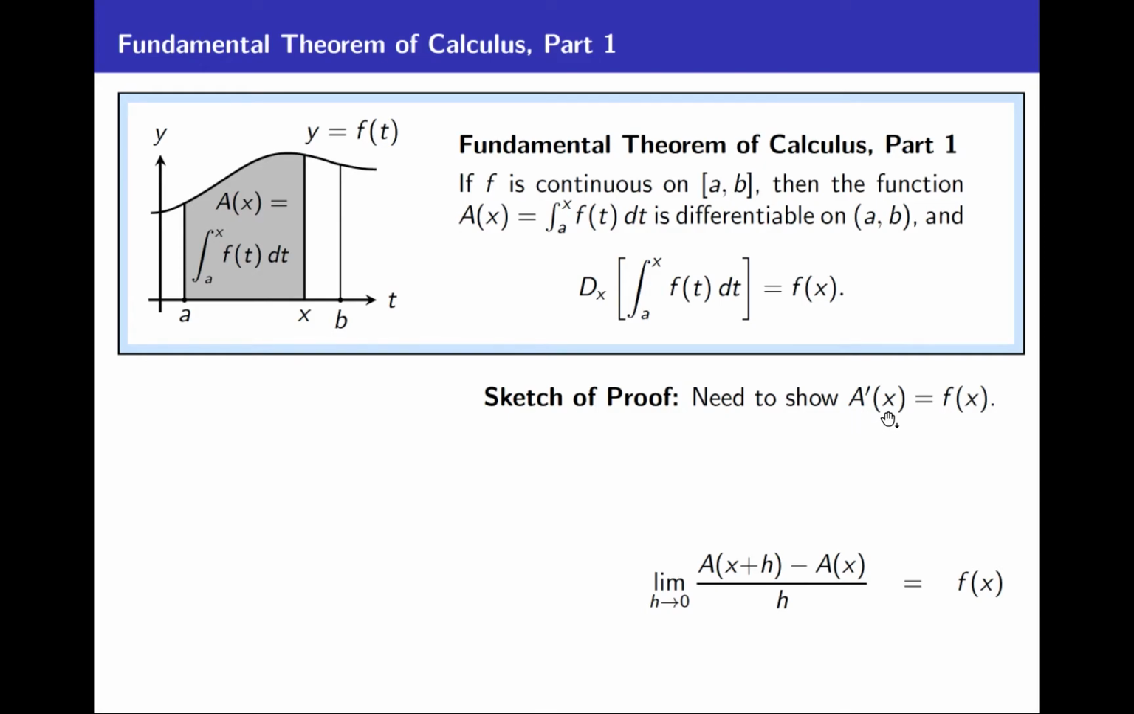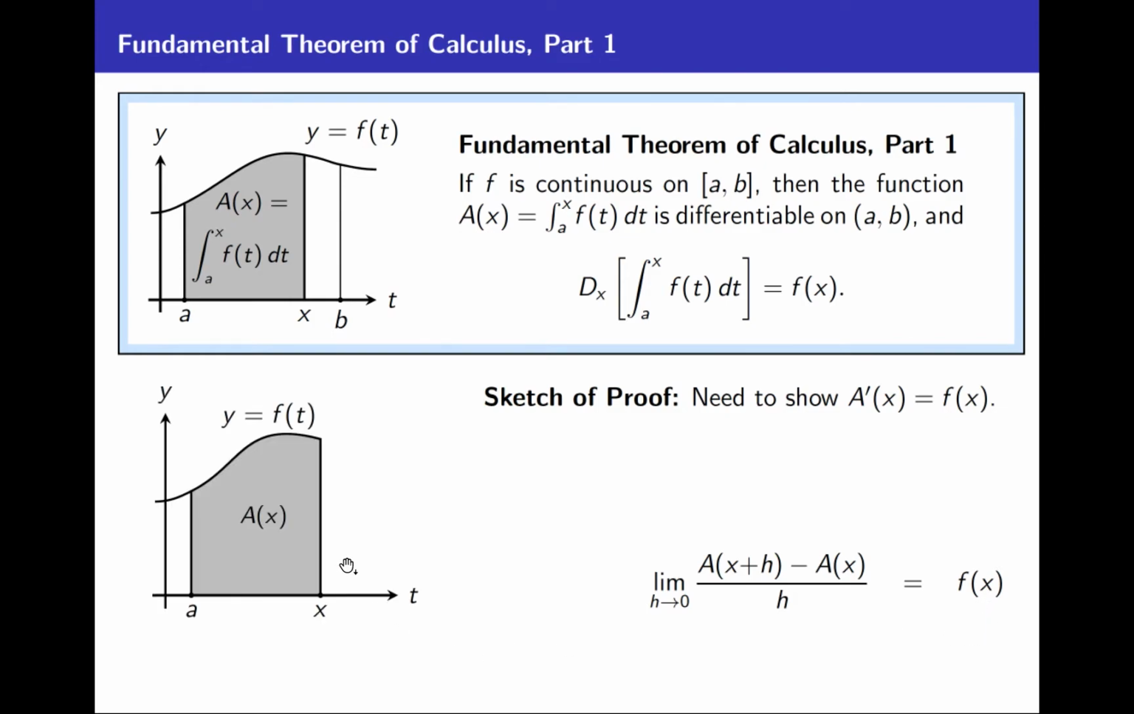By definition, A prime of x, this thing we want to show is equal to f of x, equals the limit as h goes to 0 of A of x plus h minus A of x over h. Remember, that's one of our definitions of the derivative, A prime of x. And we want to show that this limit actually equals f of x. I'll begin by drawing a picture of the situation here. Here's our function f of t, and A of x is the shaded area between a and x. So the A of x that occurs right here in this limit, that's the area of the shaded region.